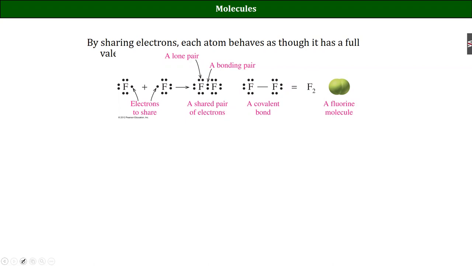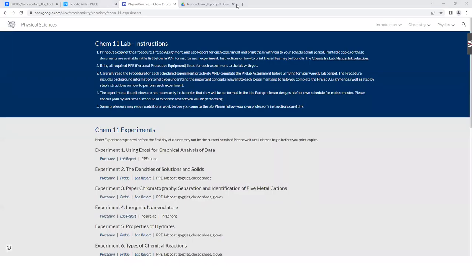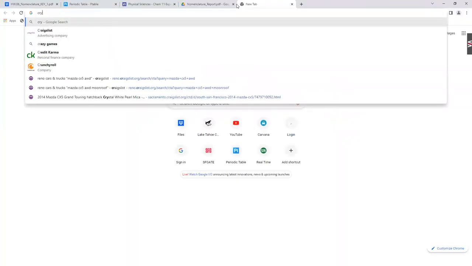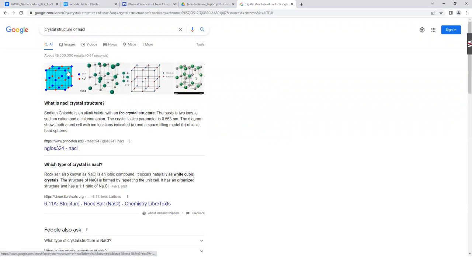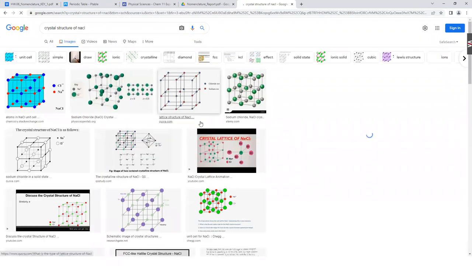You can have distinct objects where, for instance, every fluorine molecule is its own entity. If you got it cold enough, you could get it to freeze and solidify. But even then, every molecule will be a distinct object, as opposed to ionic compounds, where they wind up in this weird crystal structure that basically repeats indefinitely in all directions. So if we look up, that's a decent figure.